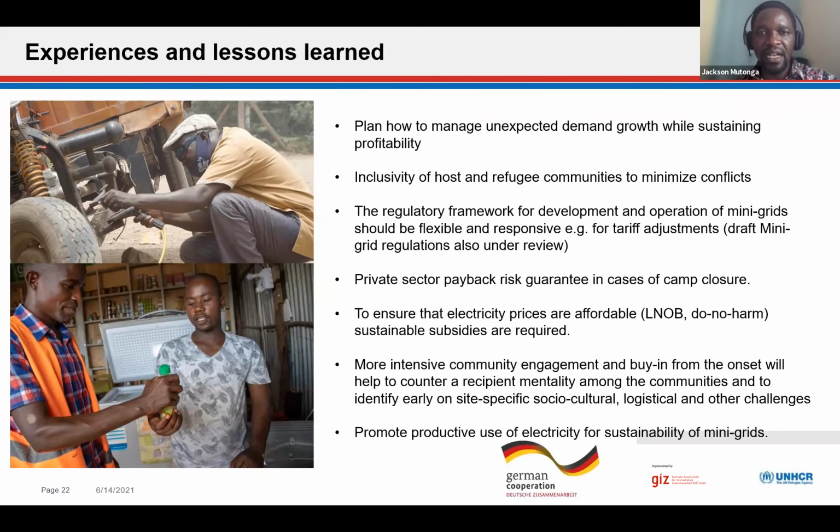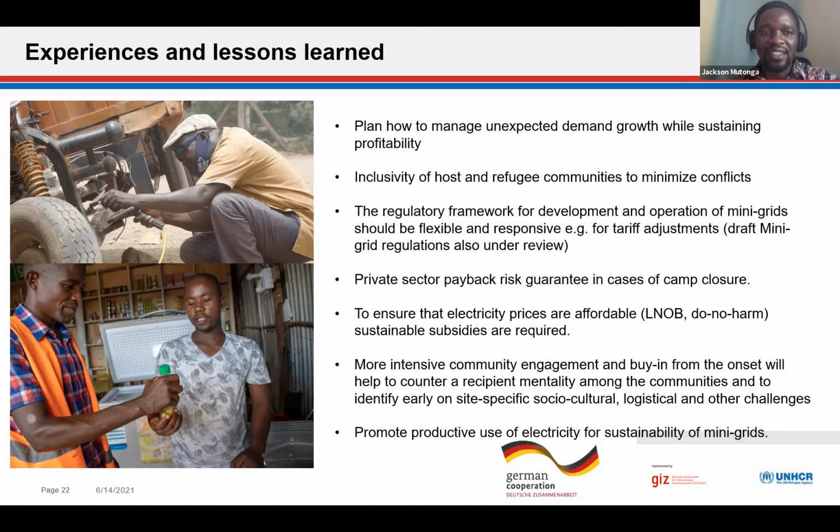The private sector payback risk guarantee in cases of camp closure, we have experienced this. I mean, 2 or 3 months ago, the government of Kenya announced closure of all refugee camps in the country. And then now private sector will run into panic because they don't know where to take their assets. I mean, they have not recovered their investments, and such risks exist and continue to be there. So, sustainable subsidies are also required. We have this case where now we need to increase the system size, but a private company has not secured the subsidies.